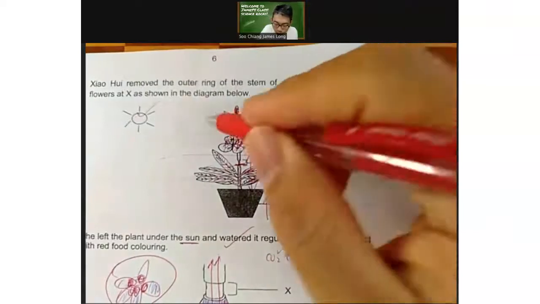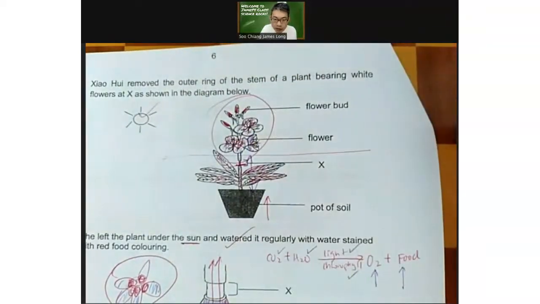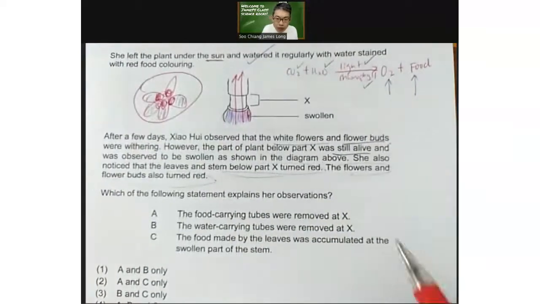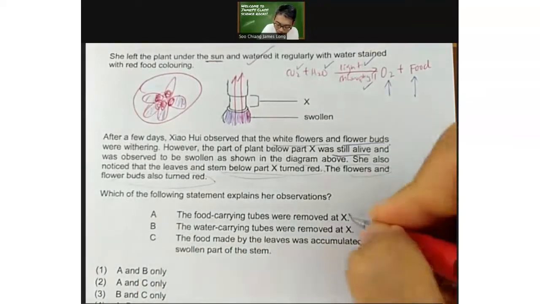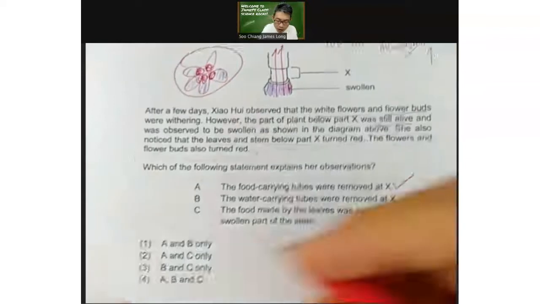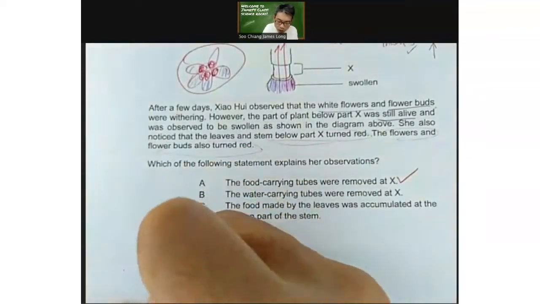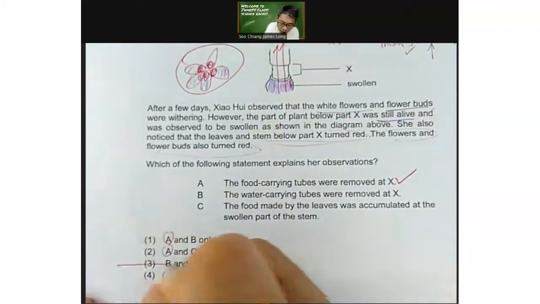And how do you know there's no food? No leaves here, right? So the food carrying tube being removed at X is definitely correct. So for this question, A, 1, 2, and 4 are correct. So number 3 is wrong.